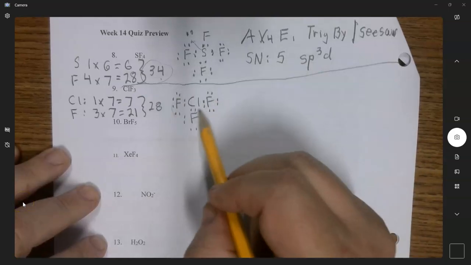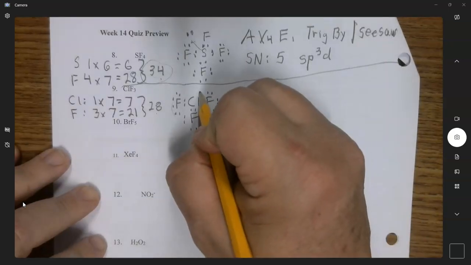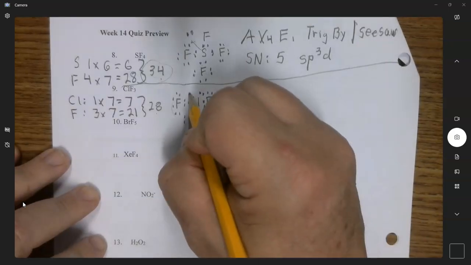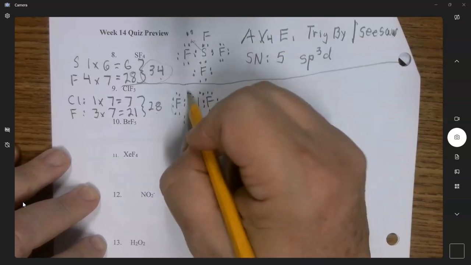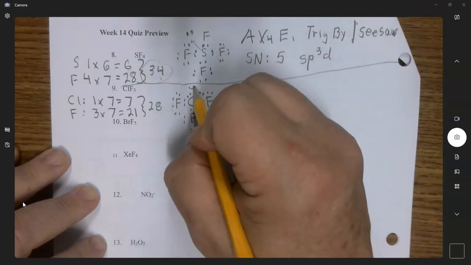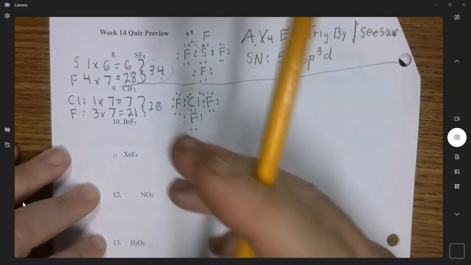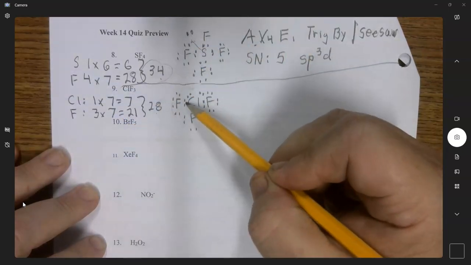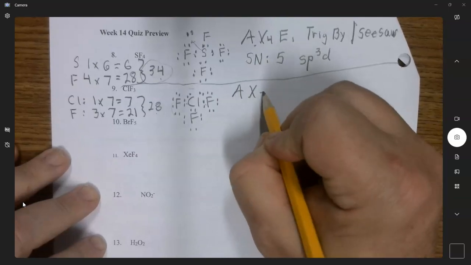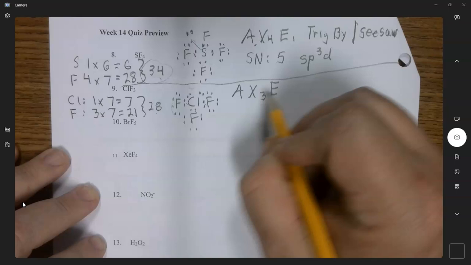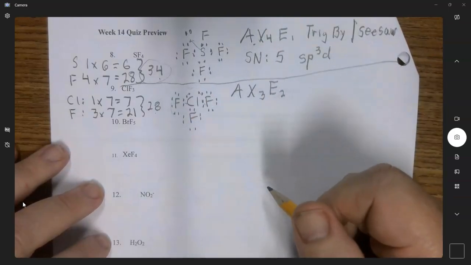Okay, so this gives us 8. 8 times 3 is 24. We need 28. So the last two have to be 2 lone pairs on the central atom. So these are 2 lone pairs, okay? I'll just go ahead and leave that. I think that's clear. So let's look at the central atom. It has 1, 2, 3 bonding domains. So AX3E2, 2 lone pairs. Okay, so that's AX notation.